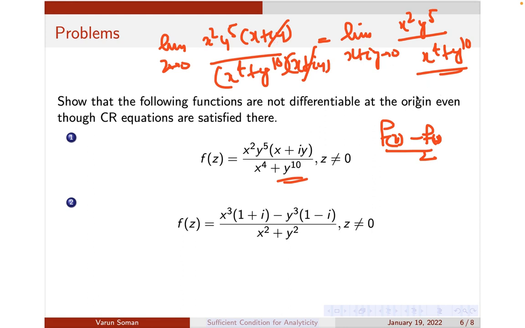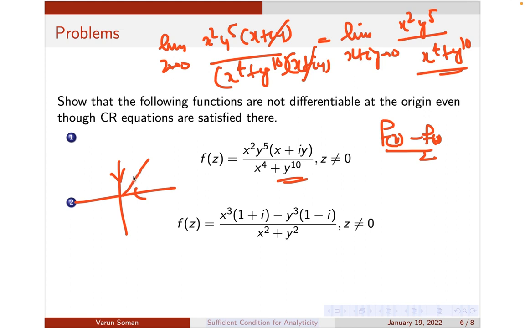Will this limit exist? So basically we are reaching the point z equal to 0. If I come through the x-axis, my y is 0, and you will get the limit value as 0. If I come through the y-axis, my x is 0, then also your limiting value will become 0. If you just put x equal to 0, it will be 0. If I come through the line x equal to y, what will happen?